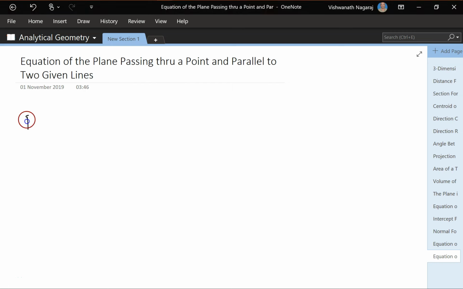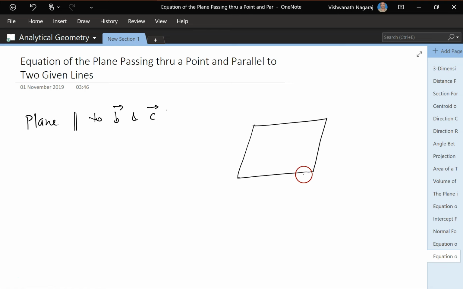So we have a plane parallel to vector B and vector C. So let's say this is the plane, and let's say we have vector C and vector B along the given two lines. Okay, now let's say we have a point A. So the plane is passing through A.